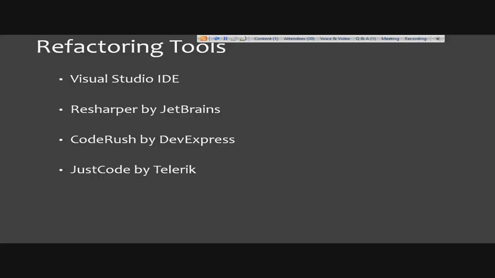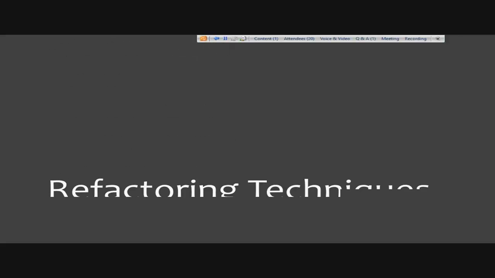ReSharper is again a favorite, and maybe the most popular refactoring tool in the .NET community. CodeRush is there from DevExpress, JustCode by Telerik, and nowadays even SonarLint is there, which is provided by SonarSource. So those are the tools. Now let's go to the refactoring techniques. Before going to the refactoring techniques, if you have any questions, please let us know.